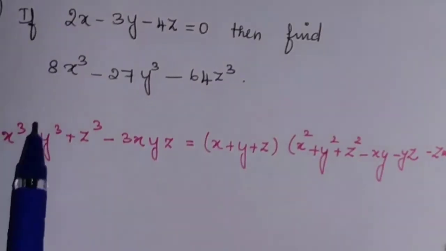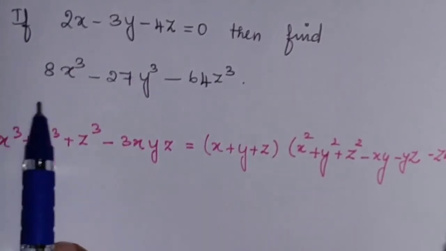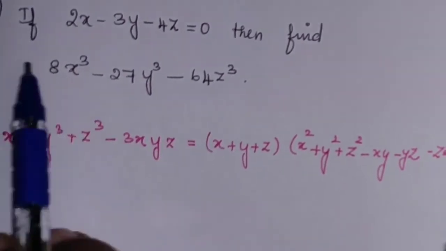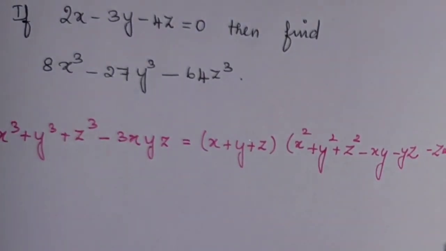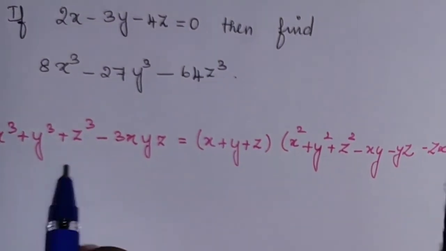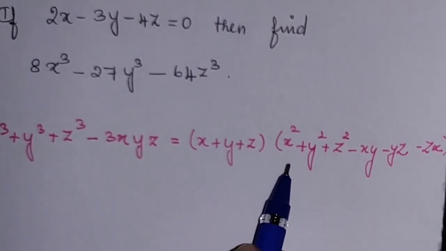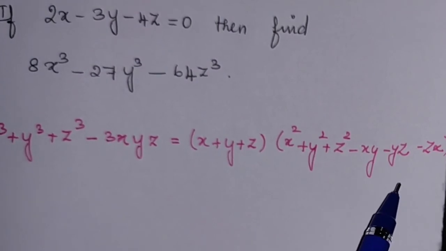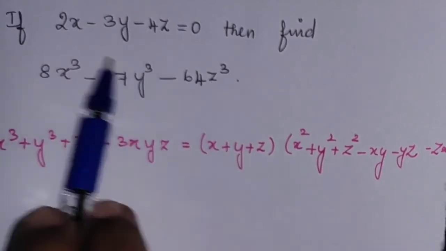Okay, problem number 14. If 2x minus 3y minus 4z is equal to 0, then find 8x cube minus 27y cube minus 64z cube. Now this is what you are asked to find. Okay, so I'm going to just replace this. We know this identity, x cube plus y cube plus z cube minus 3xyz is equal to x plus y plus z into x square plus y square plus z square minus xy minus yz minus zx.